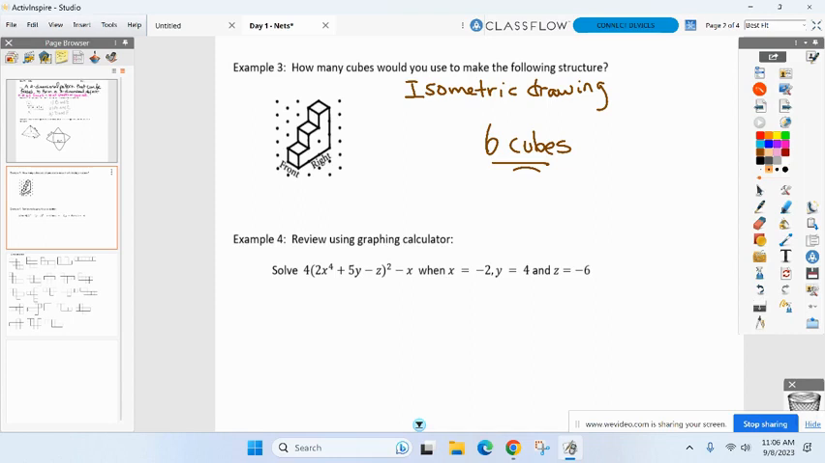Did anybody learn how to use a store key last year in algebra? Did they teach you how to use the store key? No. All right, perfect. Here's the deal.